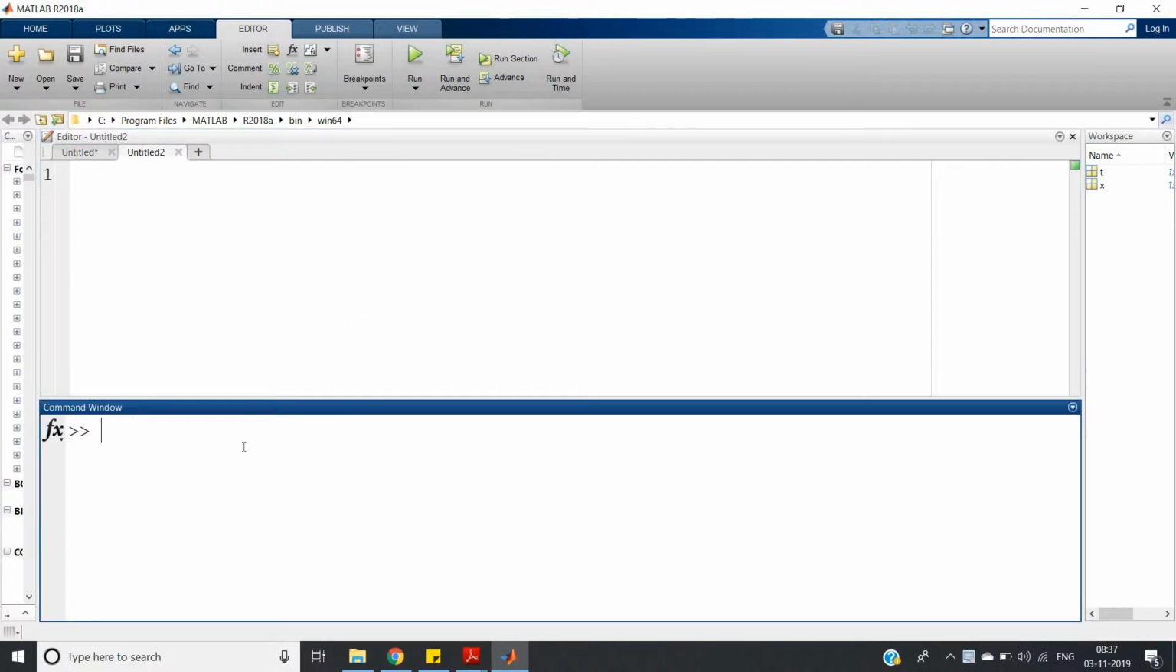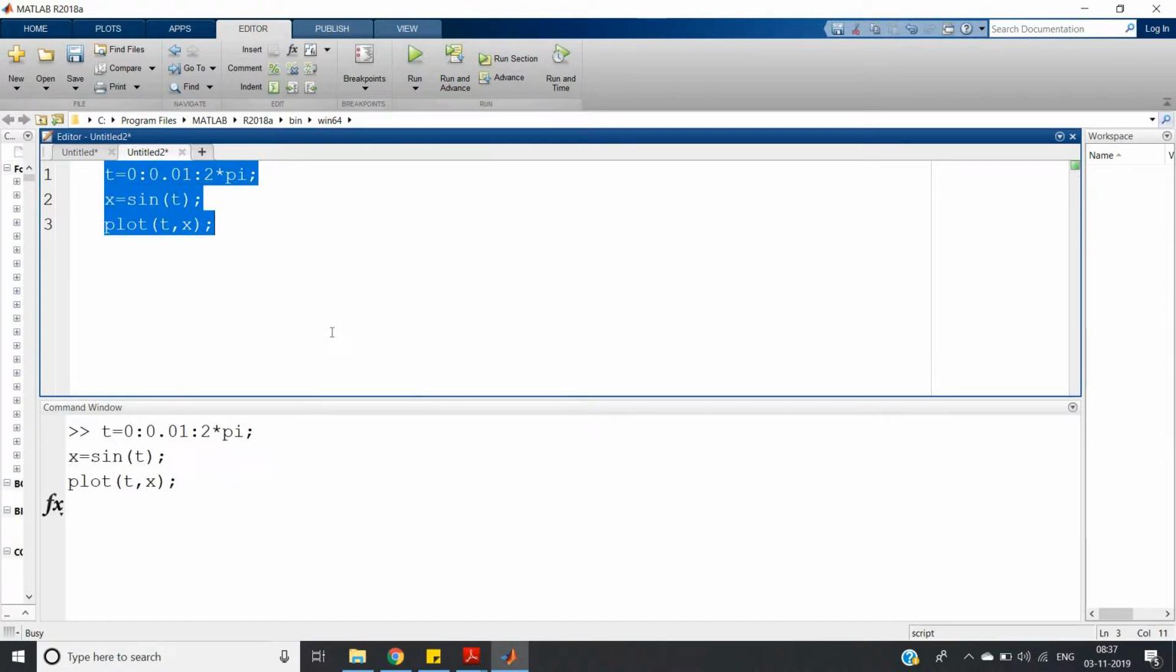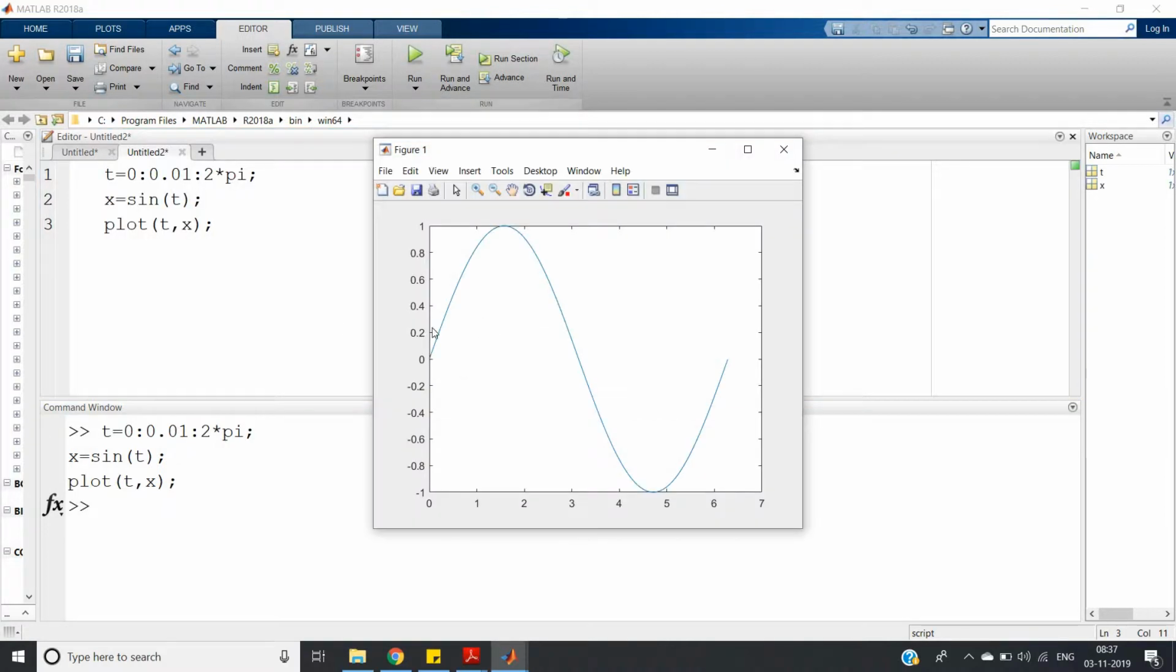Okay, so first let me clear all these errors. Close all, clc. Now see, the first step for defining one sine signal, we generally do like this, right? t is equal to 0:0.01:2*pi, x equal to sin(t), and then we simply write plot(t,x). That's all, right? If we run this, we will get one pure sine waveform in the figure window.